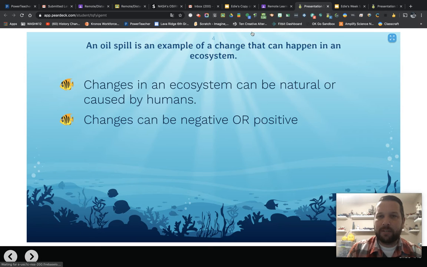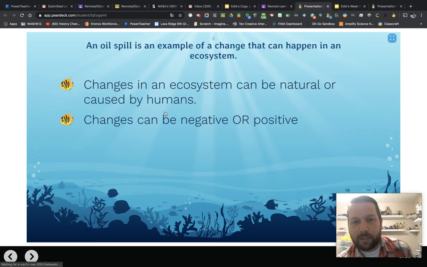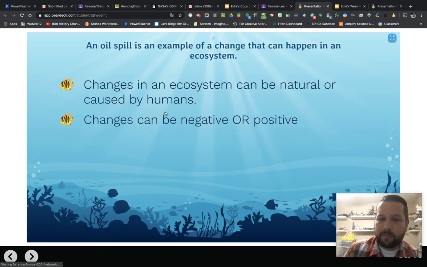An oil spill is an example of a change that can happen. So just read through this stuff. Again, we're going to be talking about changes, some of which are natural changes. A hurricane would be a natural change to an ecosystem that can cause stability issues and changes in a negative or positive way. Sometimes there are positive changes naturally or also from humans, from us.